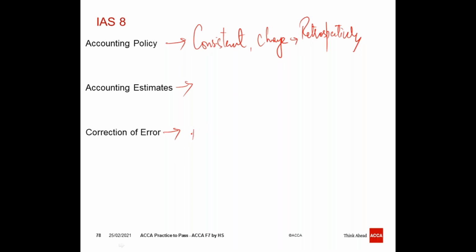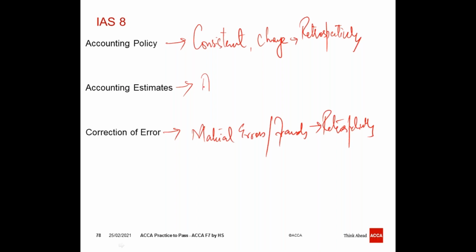Similarly, material prior period errors or previous year frauds should be adjusted retrospectively. But for estimates, IAS 8 says they should be reviewed annually. And if there is a change in the estimate, it should be applied prospectively.